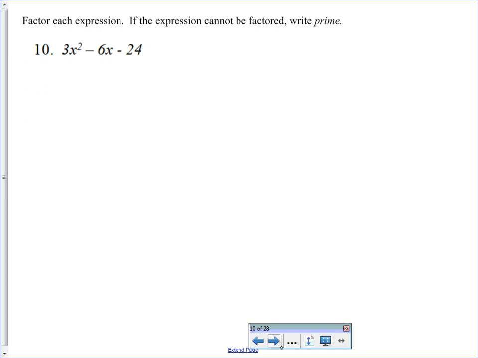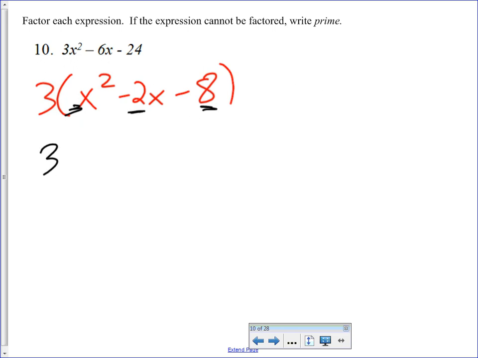For this one, once again, these problems are a lot easier if the first thing we do is pull out the greatest common factor. Because now I don't have to use the AC method because the coefficient of x squared is 1. So now I'm just looking for two numbers that multiply together to give me 8 that add up to negative 2. And those numbers are negative 4 and positive 2. Remember, don't forget, if you have the 3 here, you got to bring it down. You got to keep that 3. Don't drop it.